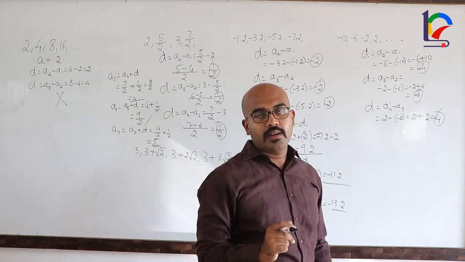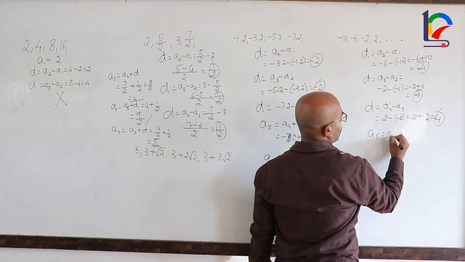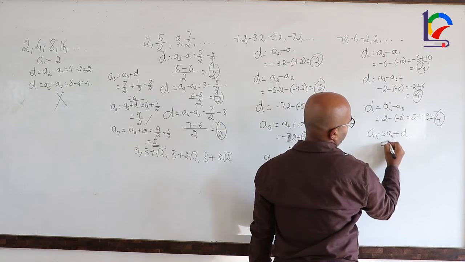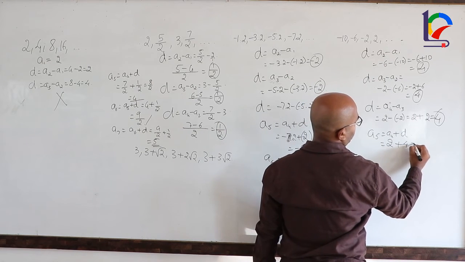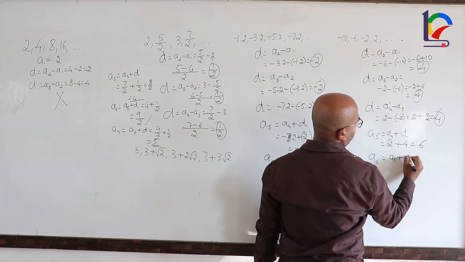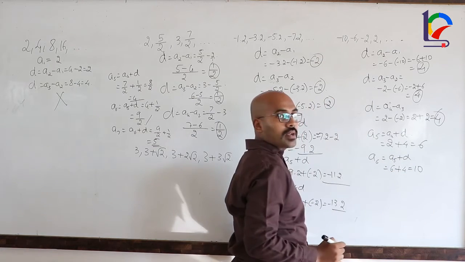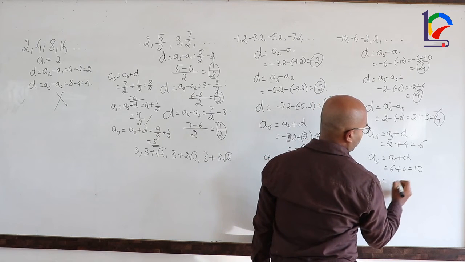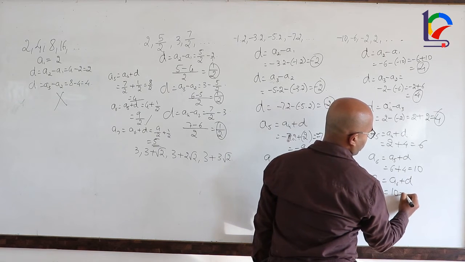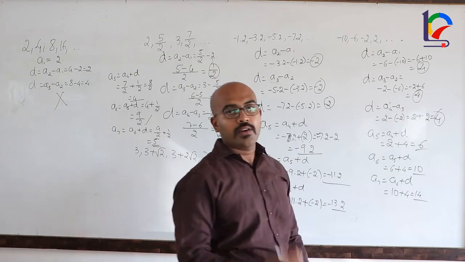So the common difference is the same. So the next three terms are A5, A4 plus D. What is A4? A4 is 2. What is D? 4. So it is 6. Next, A6, A5 plus D. What is A5? 6. What is D? 4. So it is 10. Next, A7, A6 plus D. What is A6? 10. What is D? 4. 14. So the next three terms are 6, 10 and 14.